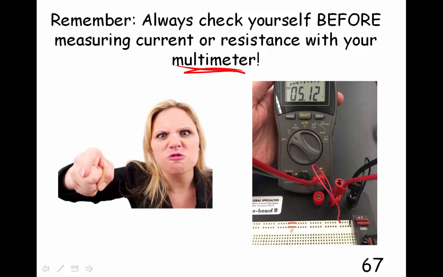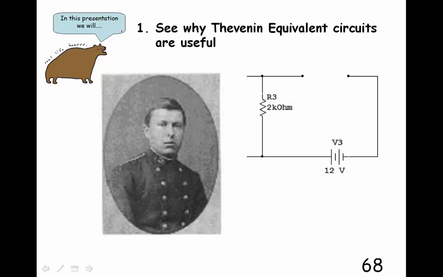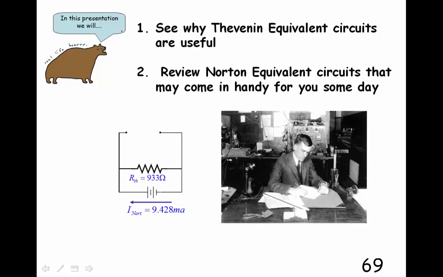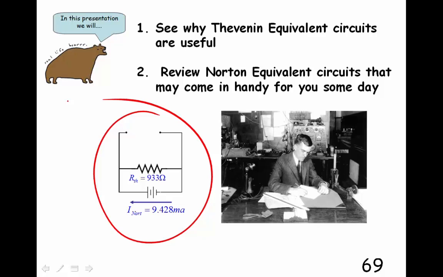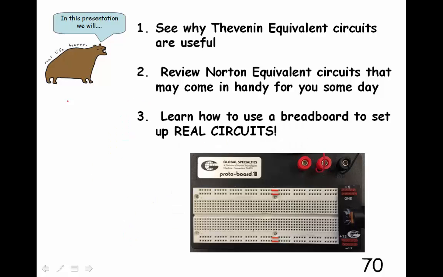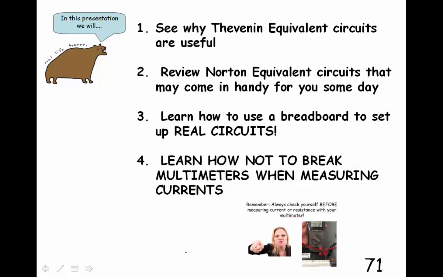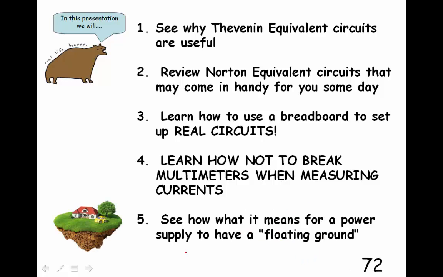Okay, so always check yourself before measuring current or resistance with a multimeter to make sure that for resistance, you don't have a live circuit, and for current, you're not in parallel with any element that could cause you to measure large currents. Well, what did we do today? We saw why the Thevenin equivalent circuits are useful. We reviewed Norton equivalent circuits and saw that they'll come in handy one day when we're talking about constant current sources. We learned how to use breadboards to set up our real circuits, and we learned how not to break multimeters when measuring currents, and finally we now know what it means to have a floating ground.